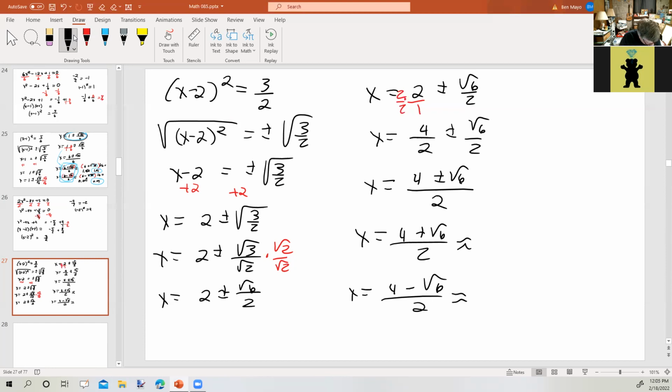We're going to go to the calculator. So again, we're going to have parentheses 4 plus the square root of 6, close parentheses, divided by 2. Close the whole thing up, divided by 2. And we're getting 3.224. So we get 3.22.